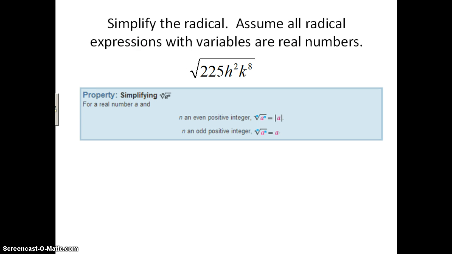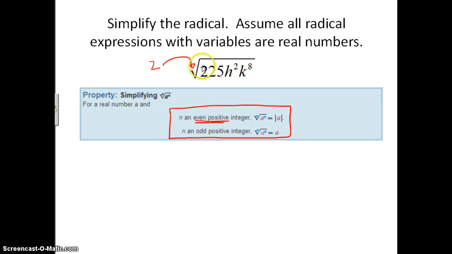And here's our first example. We need to simplify the square root of 225h squared k to the 8th. The first thing we need to be aware of are the two properties that we've learned in this section, which were explained in greater detail in the previous video. In our example, we have a square root, which means it has an index of 2, a positive even integer. So we're going to be looking at this rule right here. That means we have to remember to put absolute value signs around our variable when necessary.